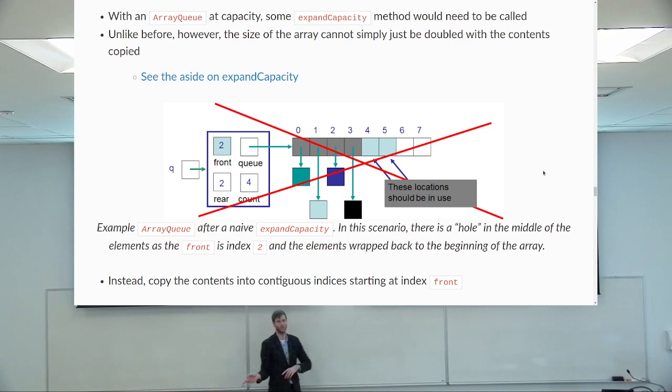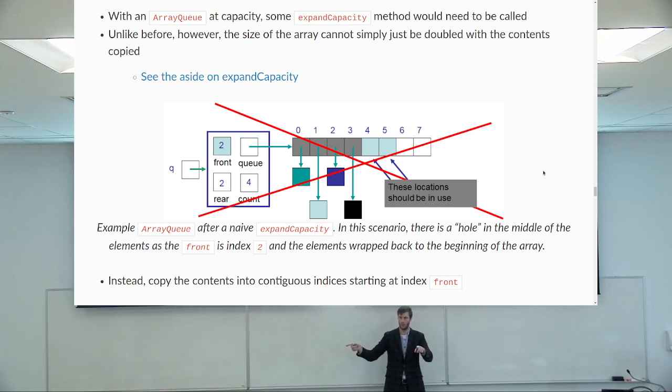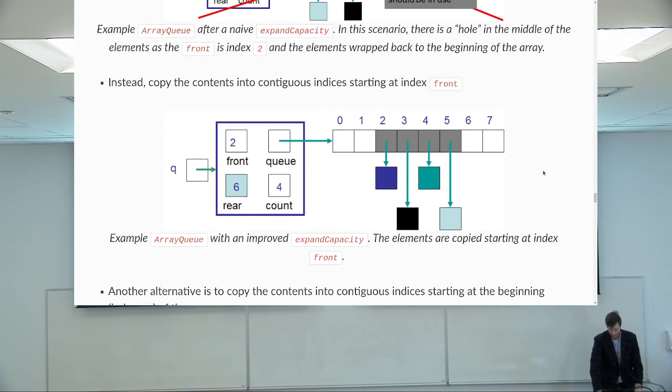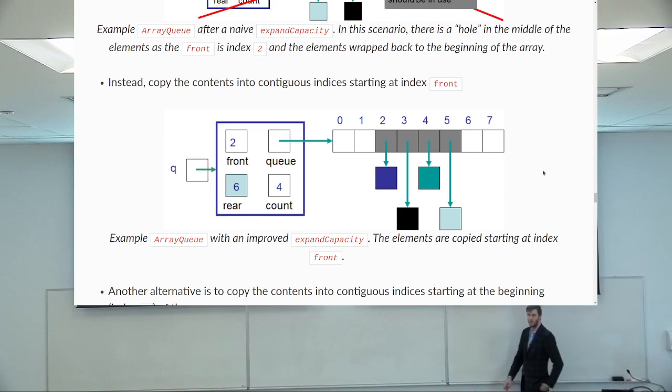You can't simply start at the beginning and copy everything over from index 0 to index 0, index 1 to index 1, index 2 to index 2. We can't do that. We have to be a little bit more creative. This could work, right? This would totally work.